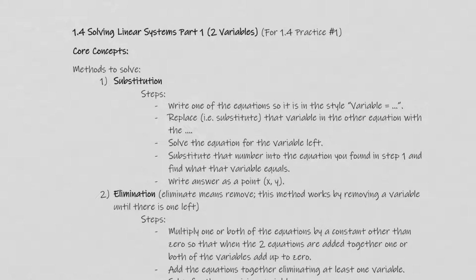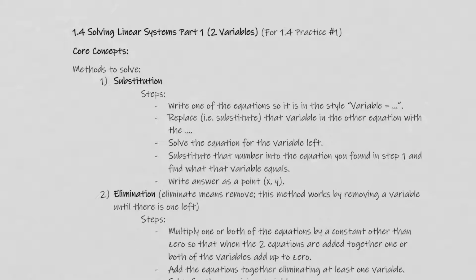Okay, this is 1.4, part 1, and this is for solving linear systems with two variables. Now, this is not in your Big Ideas textbook, so the assignment that goes with these notes will be on Canvas. But we're going to start with just one method at a time. So we're going to start with substitution.